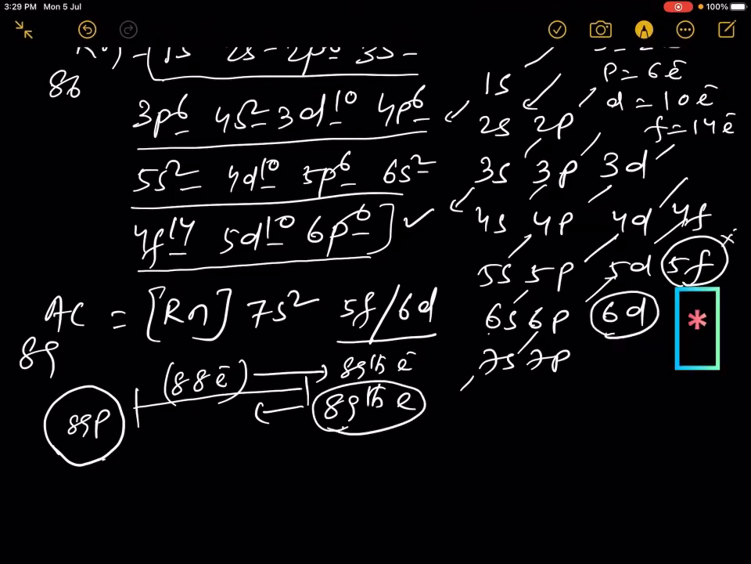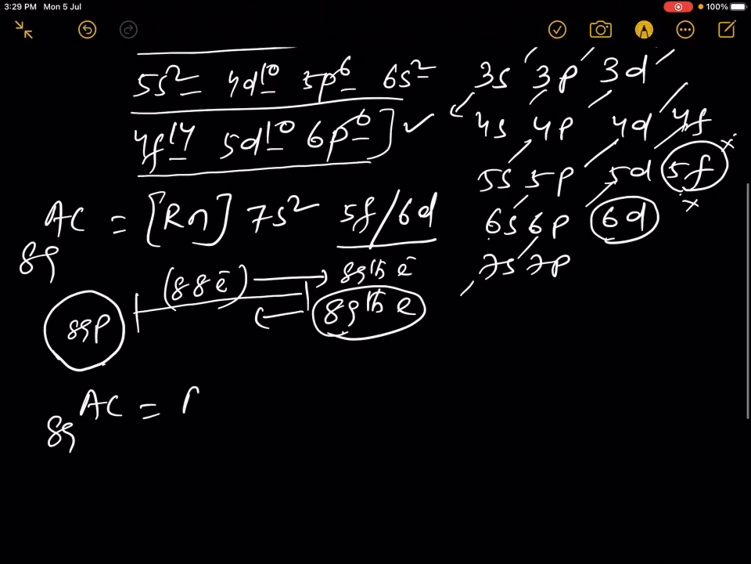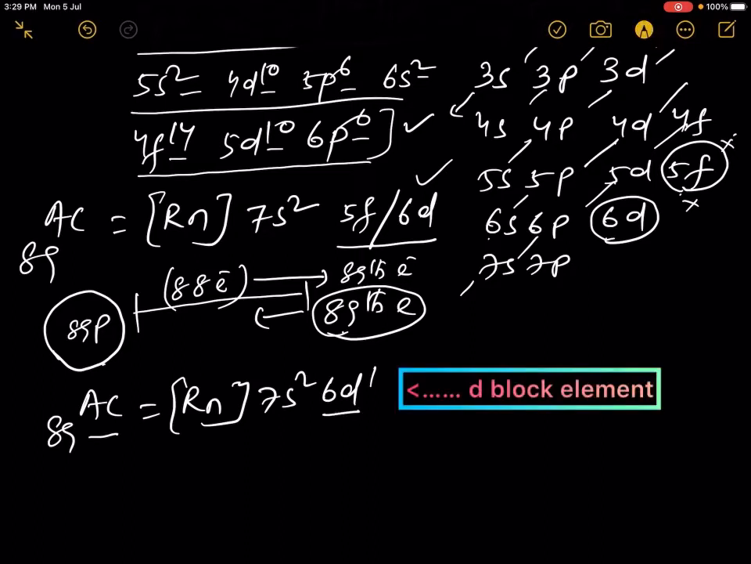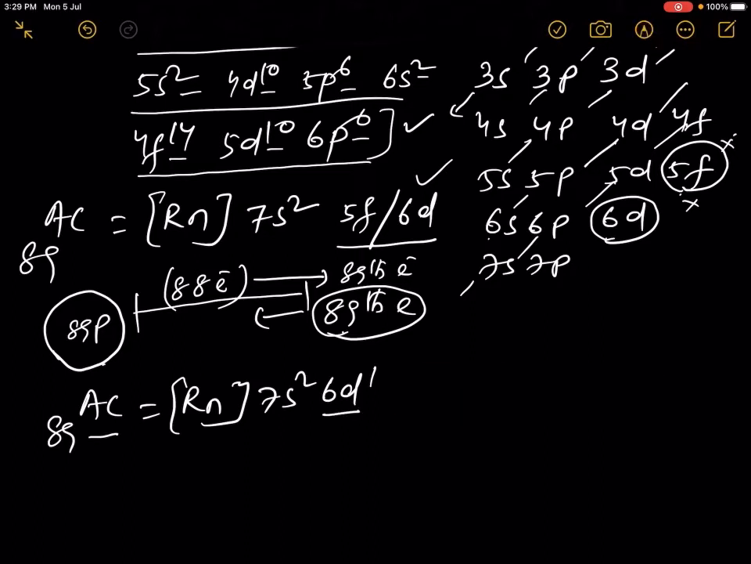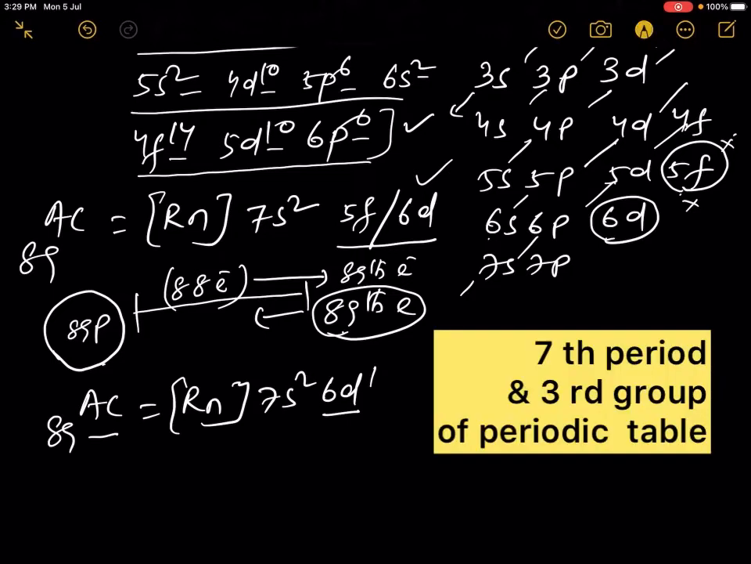So 5f remains vacant. The configuration will be actinium, atomic number 89, radon 86, 7s2, then 6d1 instead of 5f1. So the configuration tells that actinium is a d block element, present in the 7th period and 3rd group of the periodic table.